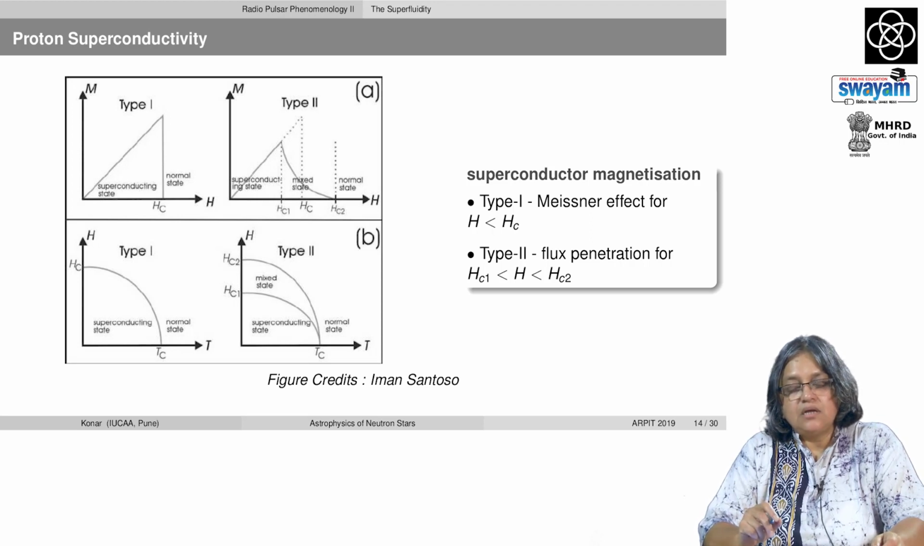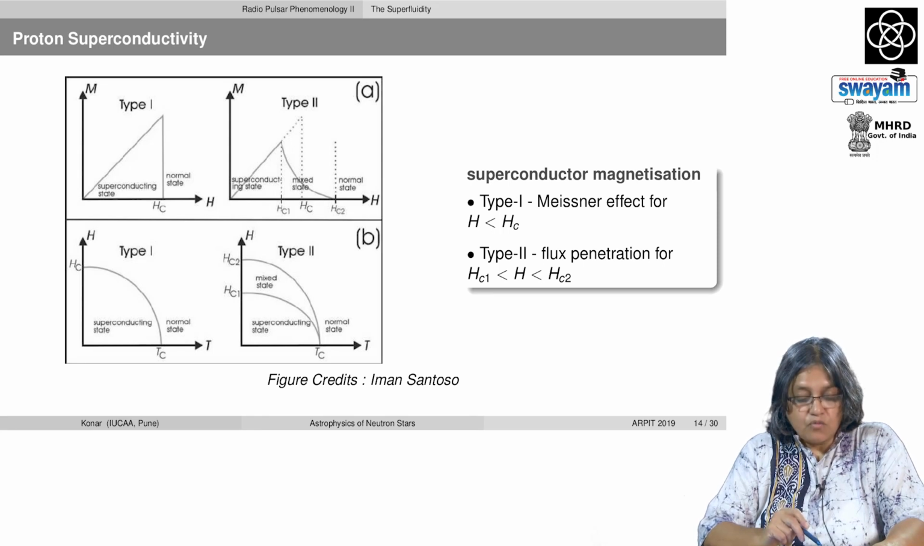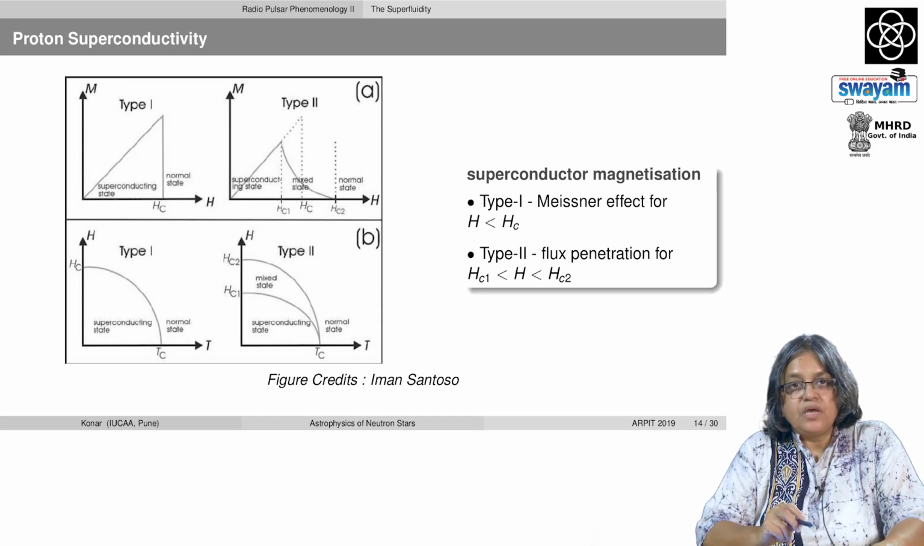Now, let us consider the proton superfluid, which is a superconductor, because protons are charged particles. Now, there can be 2 kinds of superconductors we know from our terrestrial laboratory physics. These are called type 1 and type 2. The type 1 superfluid superconductor would have a critical field called Hc. So, if the external field is less than this critical field Hc, then the material would be in superconducting state and no magnetic flux would penetrate that material. So, that is a type 1 superconductor.